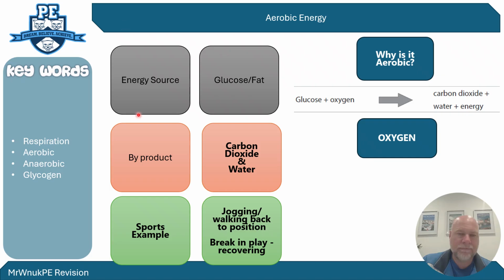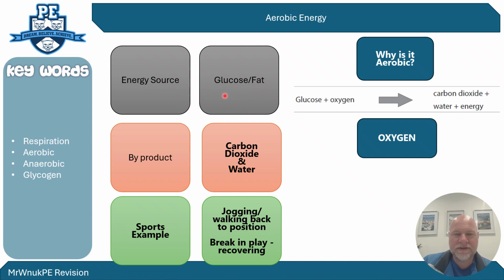The areas that we're going to focus on as well, you might get asked questions on what are the energy sources for both aerobic and anaerobic. So glucose is the energy source for both. Glucose is also known as glycogen when it's stored in the muscles.